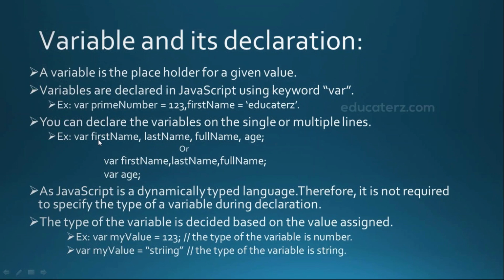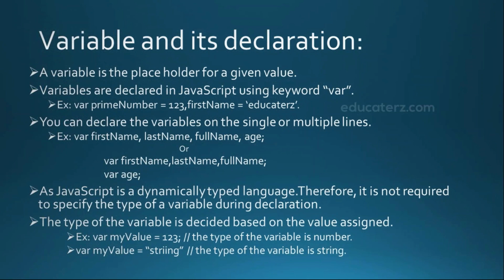As in this example, you can check I declared the variables first name, last name, full name and age in a single line, where age is of type integer and first name, last name, full name are of type string. You can declare the variables of all types in a single line or split them into multiple lines. As in the second example, I declared first name, last name, full name in a single line and then the age variable in the second line.